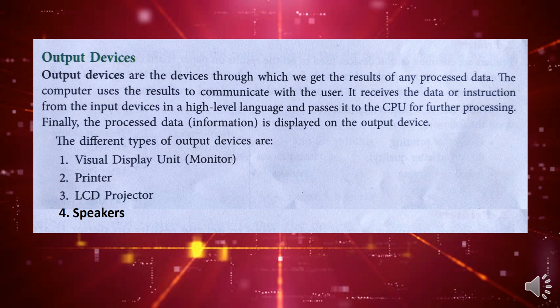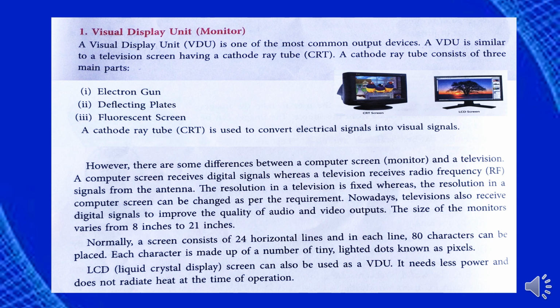Now different types of output devices are visual display unit, which is the monitor, printer, LCD projector, speakers, etc. In this video we will talk about all these. So let us continue with the topics. Let us talk about the first output device, that is the monitor, the visual display unit.